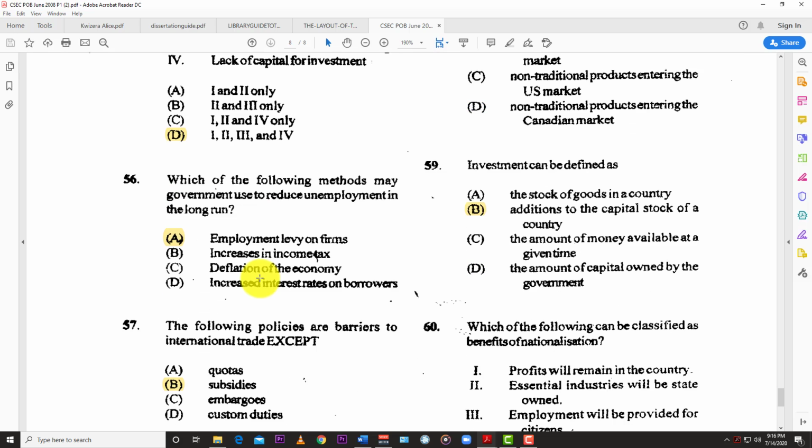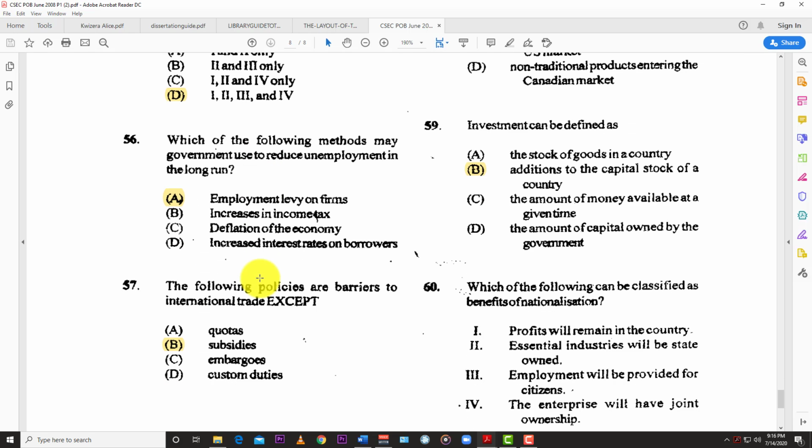56. Which of the following methods may governments use to reduce unemployment in the long run? And the best answer here is A, employment levy on firms. Again, we said that employment levy on firms are used to encourage firms to train and keep their employees up to date, so that would reduce unemployment in the long run.